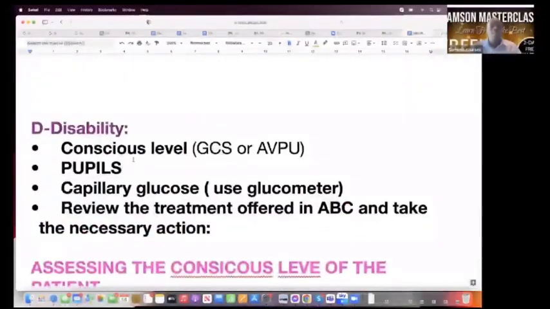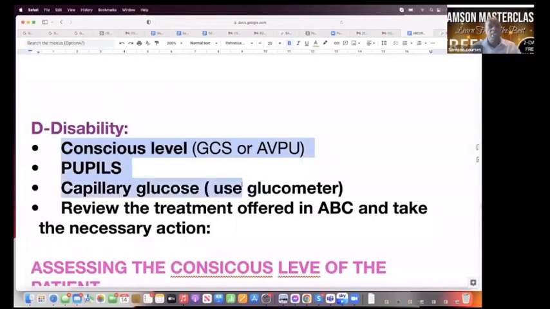So what is the D, disability? Check the GCS, the conscious level. So check the conscious level, either doing the GCS or the AVPU system. Check the pupils of the patient. Check the capillary glucose, okay? And review the treatment you offered at A and B.